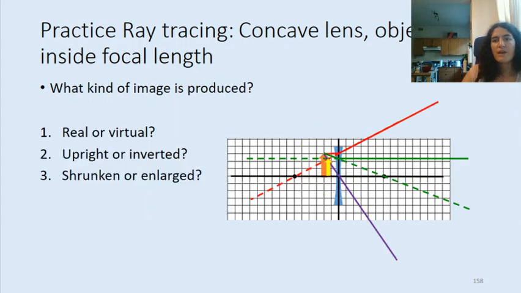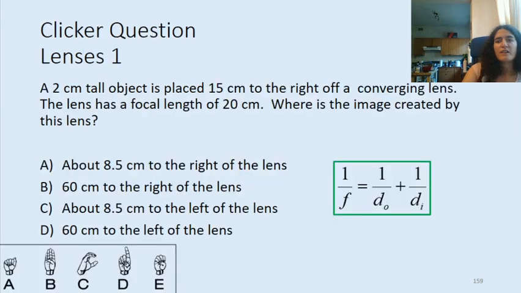And now we combine all three and find the intersection of those three rays. This gives us a virtual, upright, and shrunken image. Cool? Okay, so now let's practice using this thin lens equation.